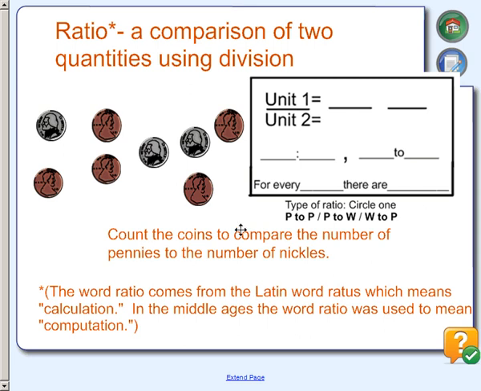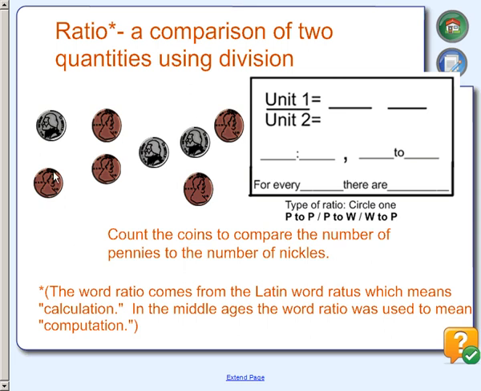So for every problem we do today, you are going to be filling in this box. So again, a ratio is a comparison of 2 quantities using division. Count the coins to compare the number of pennies to the number of nickels. The word ratio comes from the Latin word ratus, which means calculation. In the Middle Ages, the word ratio was used to mean computation.